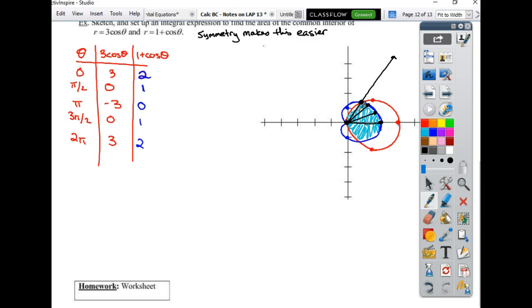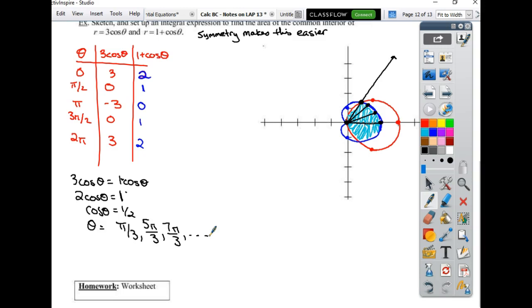That's the intersection, right? So let's find the intersecting point. This is 3 cosine of theta is equal to 1 plus the cosine of theta. Subtract this. This is 2 cosine of theta is equal to 1. We want to know when the cosine of theta is 1/2. What are my thetas? Pi thirds. Five pi thirds. There is a 7 pi thirds that will occur.